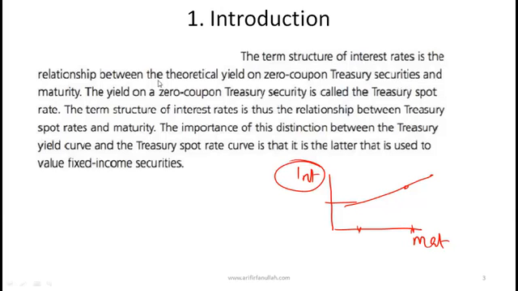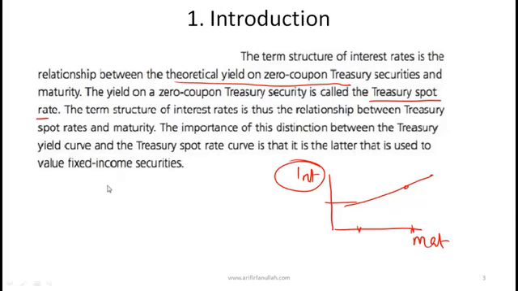What's this phrase, the yield on zero coupon treasuries? These are spot rates. Spot rates are essentially the yield on zero coupon bonds. So the yield on a zero coupon treasury security is called the treasury spot rate. The term structure of interest rates is thus the relationship between treasury spot rates and maturity. The importance of this distinction between the treasury yield curve and the treasury spot rate curve is that the latter is used to value fixed income securities. So all this is coming out of level 1.